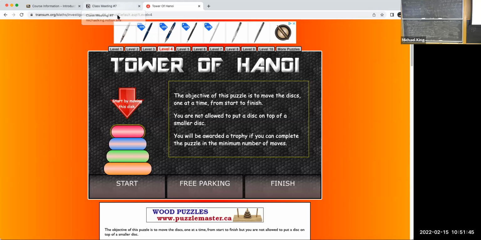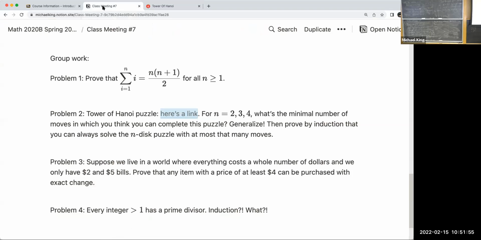It's kind of fun. You can use this link if you want. I Googled Tower of Hanoi interactive. The problem is a lot of them tell you the target number of moves, which gives it away, so I had to pick one that didn't. And then there's a couple other problems that are interesting.